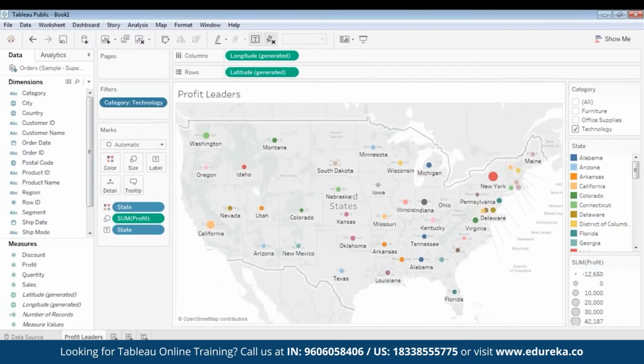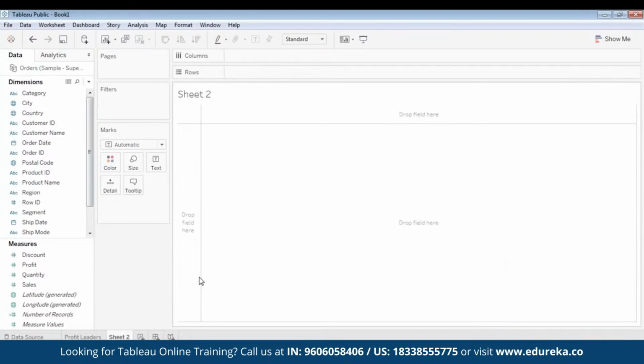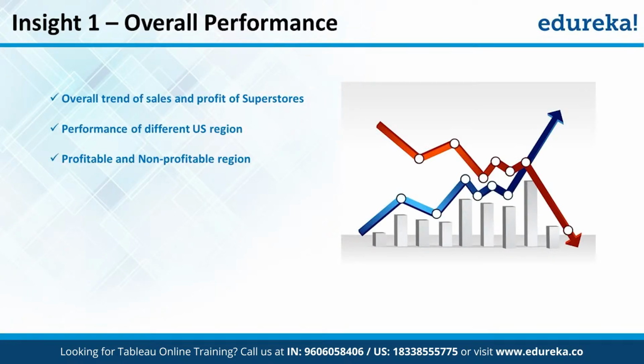Now let's move ahead and create a new sheet for the first question which we decided to answer, right? So let me repeat the first question. What we want to answer through this particular sheet is, we want to know what is the overall trend of sales and profit of superstores so far, and how different regions have performed. Which regions have been profitable and non-profitable so far. So that kind of trend we are going to show in this particular sheet, right?